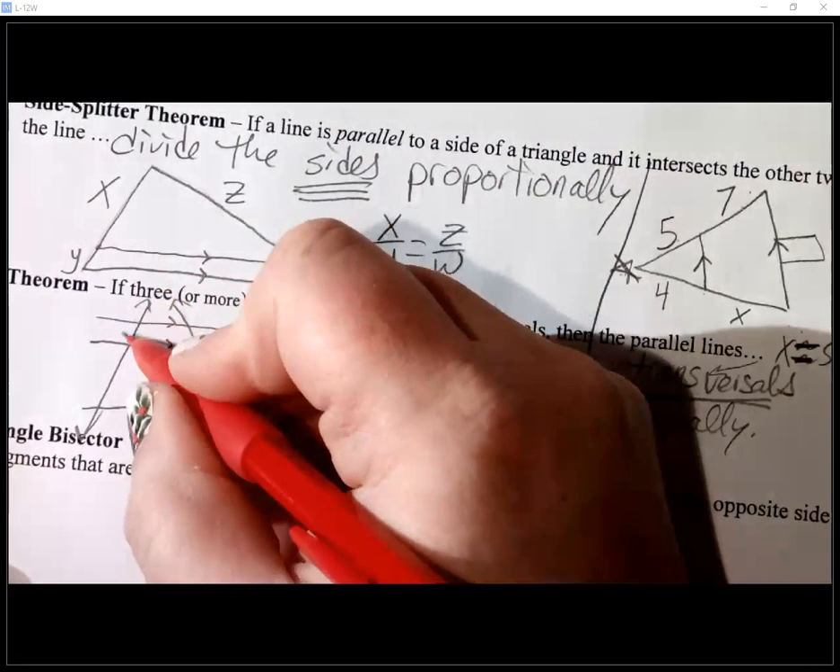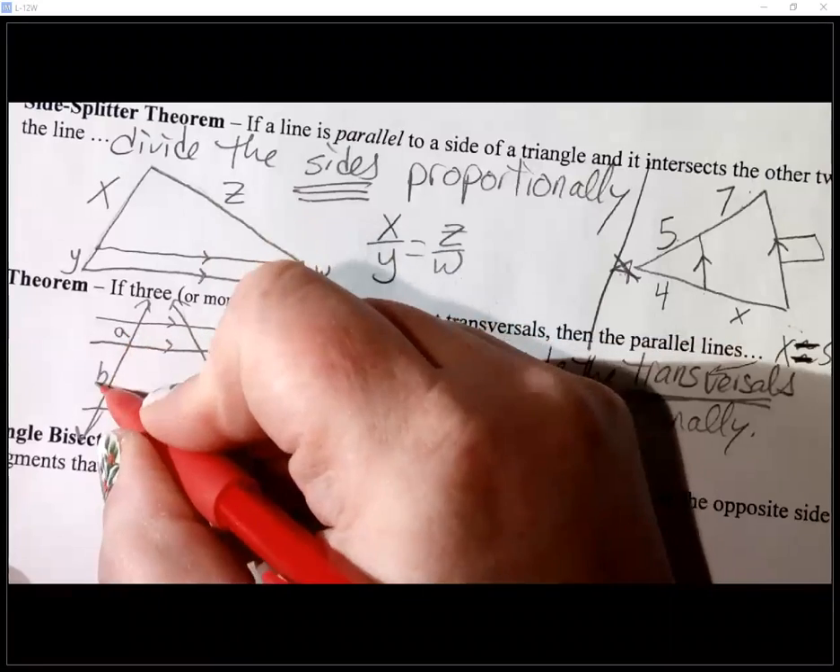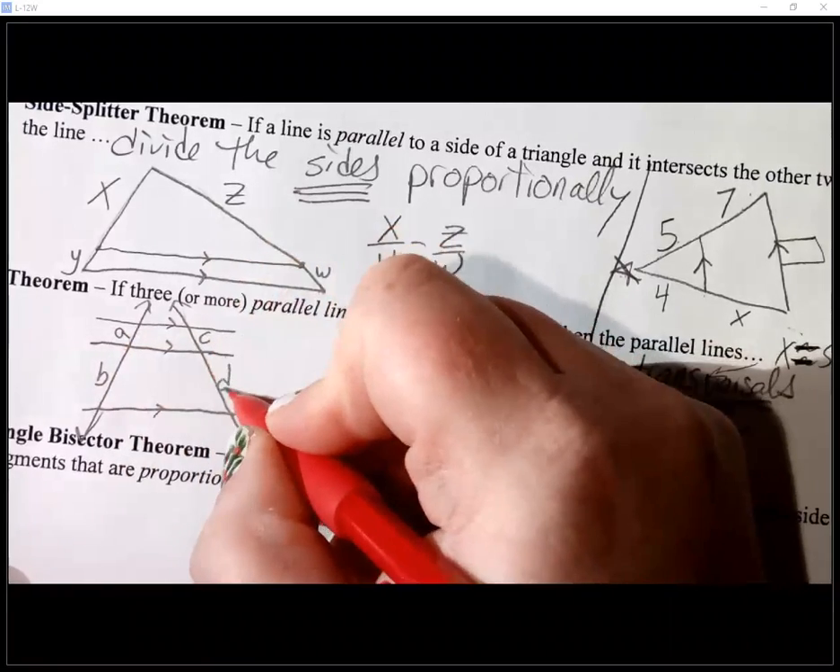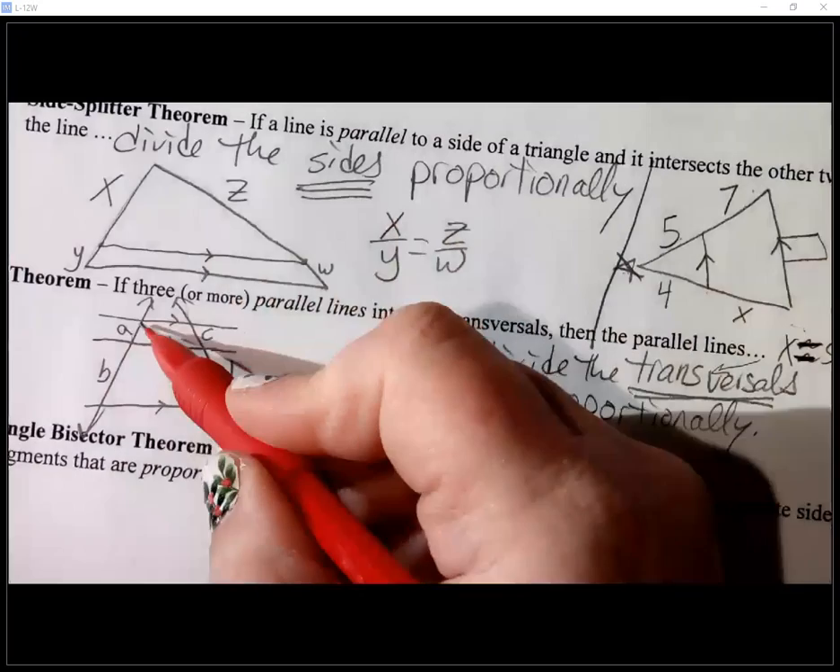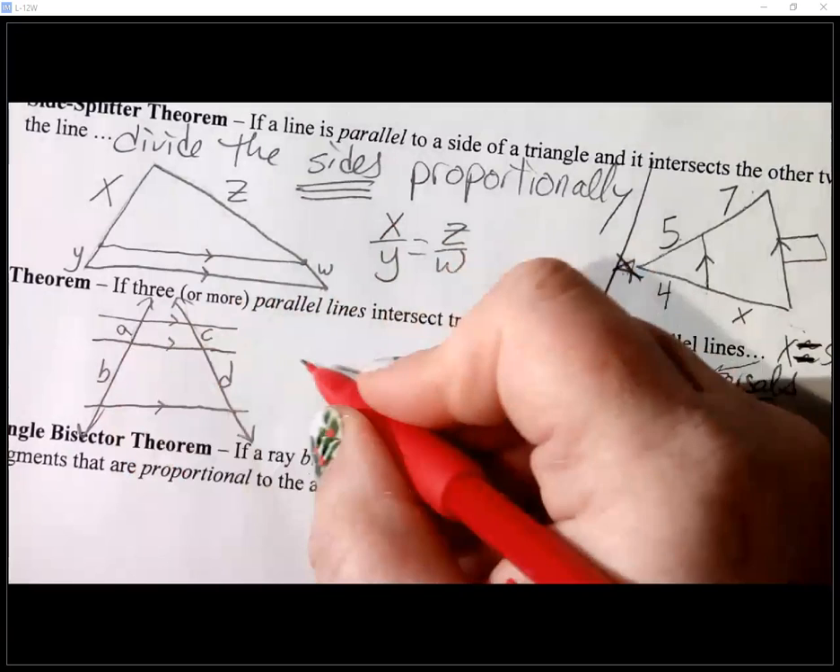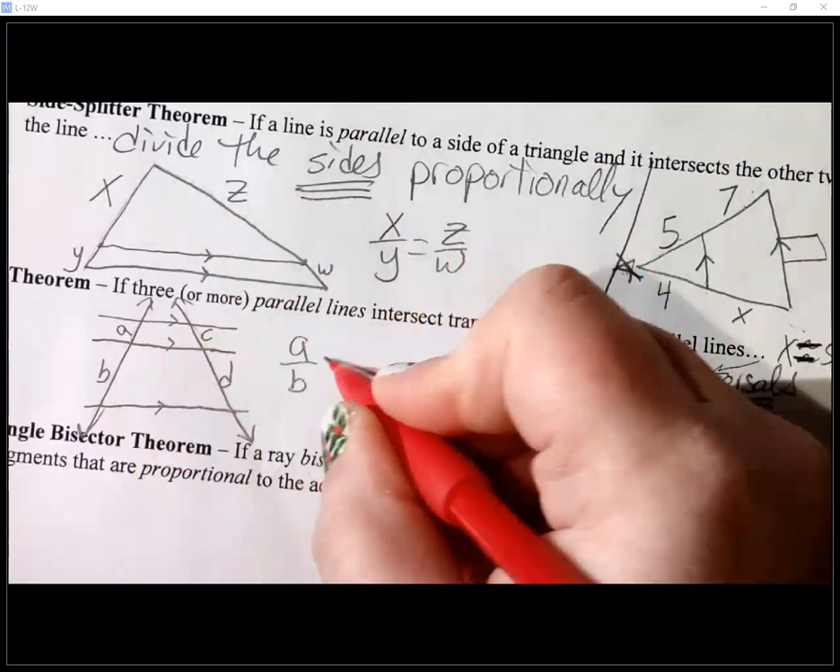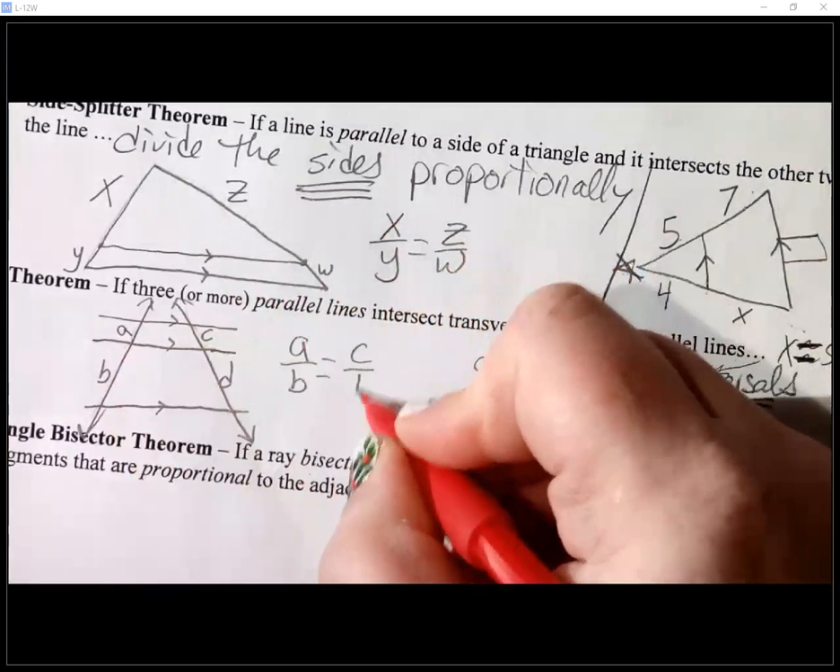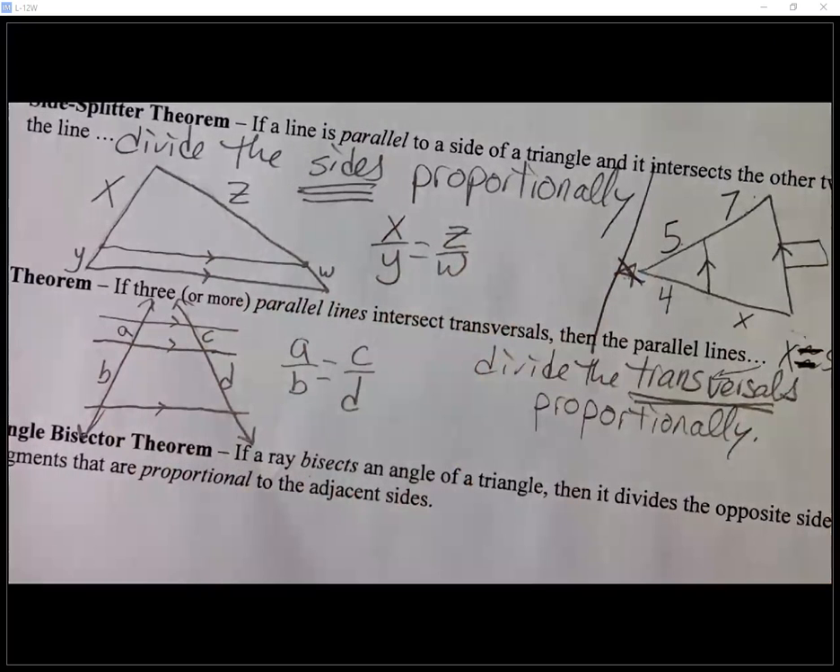So let's do A over B equaling C over D. Okay, it's the pieces that you're allowed, as long as it's the sides. It's the transversals that are getting split. A over B will in fact equal C over D. But you could not include the lengths of the actual parallel lines.